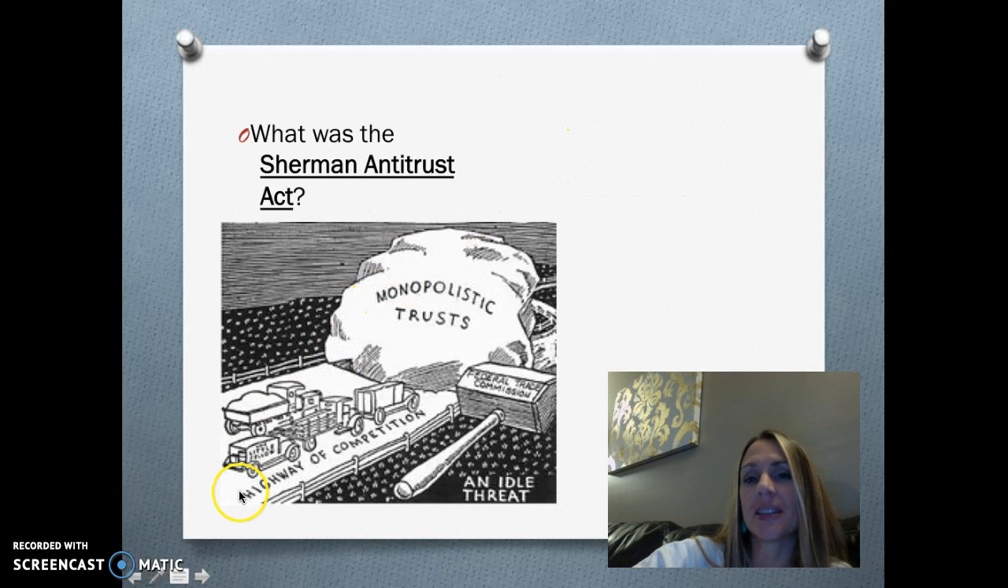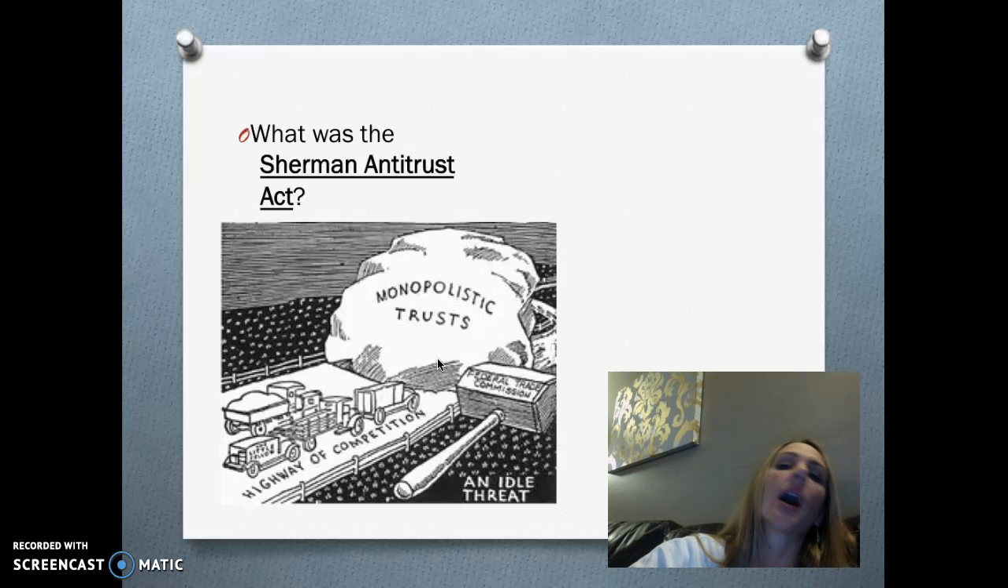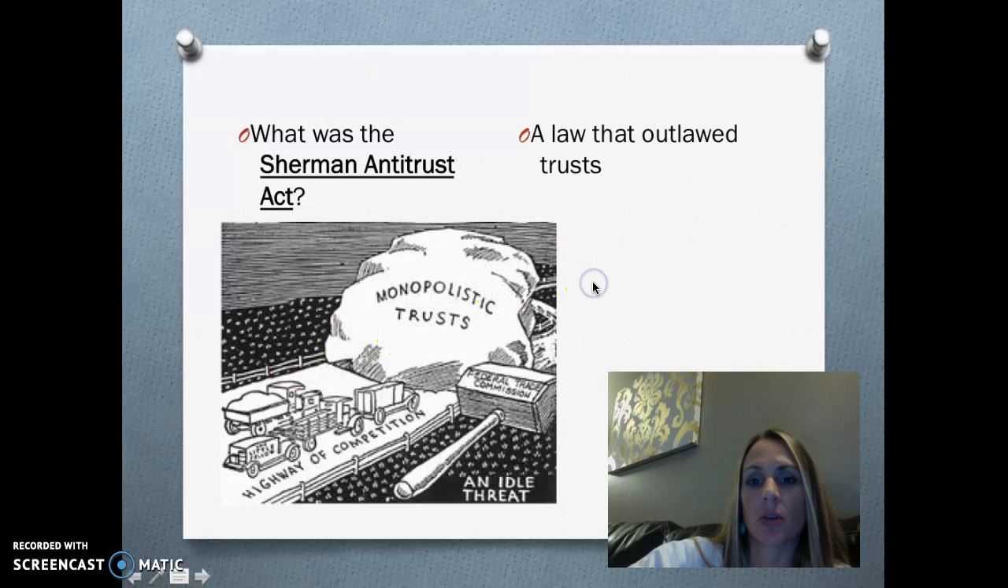All right, the Sherman Antitrust Act. They're showing here monopolistic trusts and these highways of competition are getting roadblocked. So they outlawed monopolies and trusts with the Sherman Antitrust Act, essentially saying if we allow them, you won't be able to have competition. So that's what the picture is showing you. So it outlawed trusts.